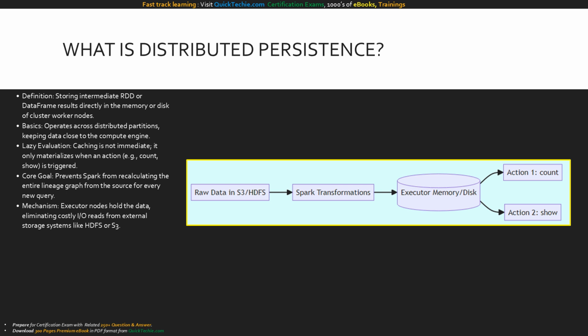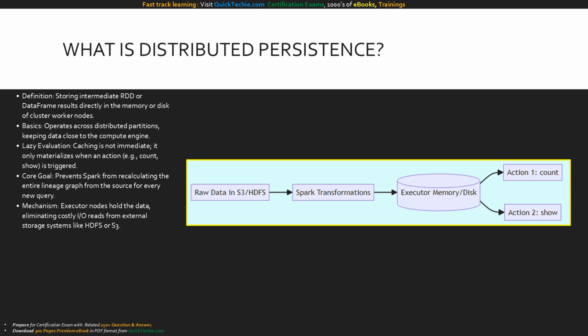On the far left, we have our raw data node, which could represent massive log files sitting in a data lake like HDFS or Amazon S3. As that raw data flows through our pipeline, transformations like filtering, grouping, or joining, it reaches our critical persistence layer, represented here by the central cylinder labeled executor memory or disk. Now, notice how both Action 1 and Action 2 branch out directly from this persisted layer. This is the core concept.